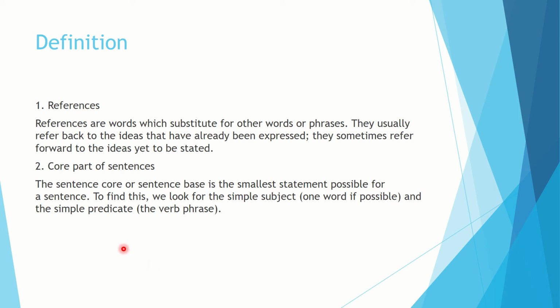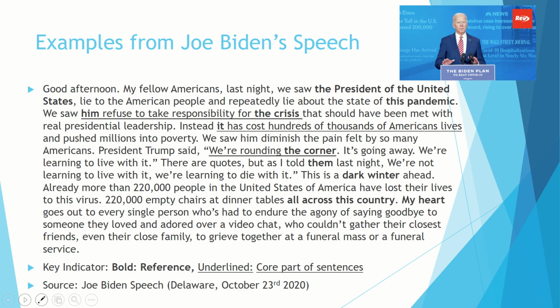Okay, for example, I would like to use the Democratic presidential nominee in the 2020 United States election, former Vice President Joe Biden, in his home state of Delaware, October 23rd, 2020. I would like to give you a key indicator. Bold is reference, underline is core part of sentences.